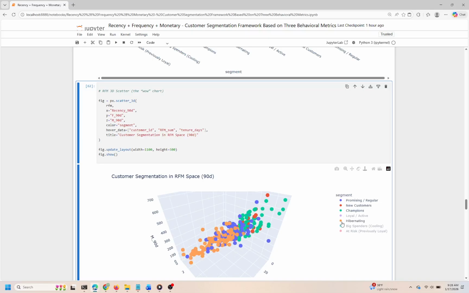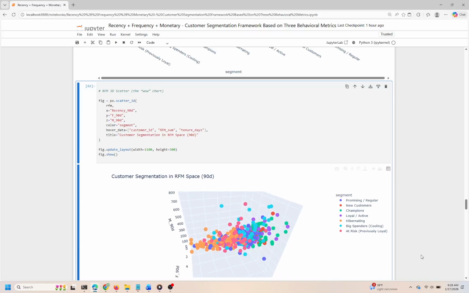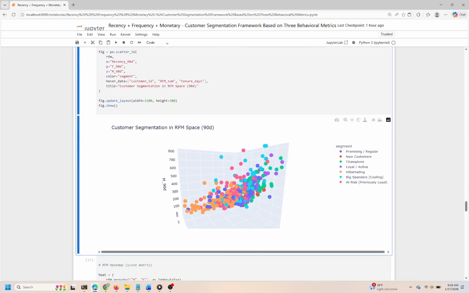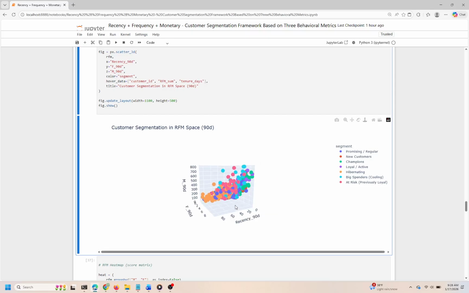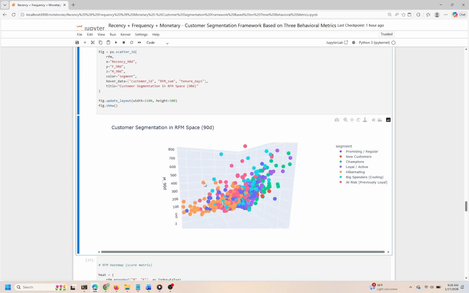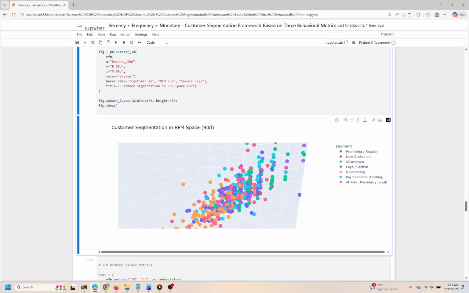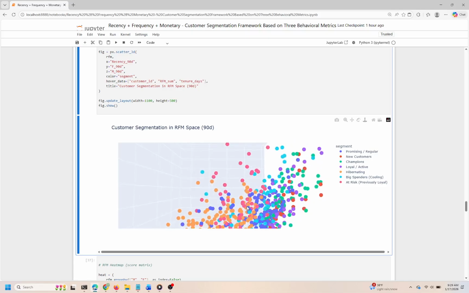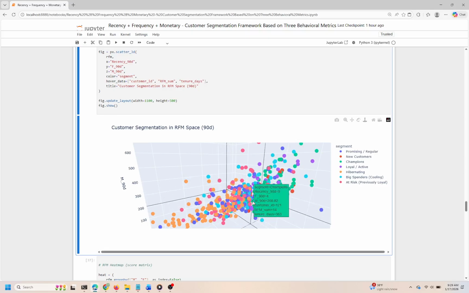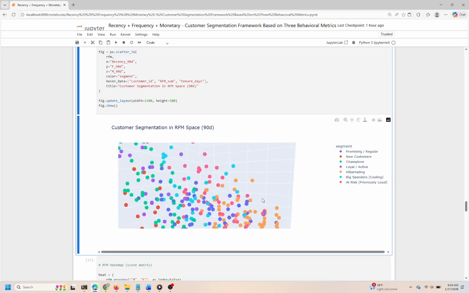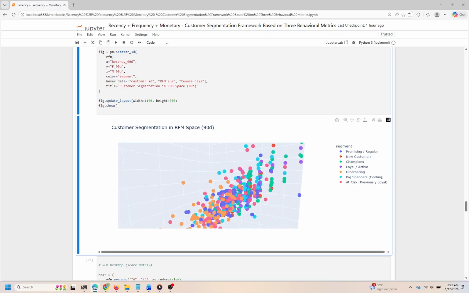On the x-axis, we have recency, which tells us how recently a customer has interacted with the business. The y-axis shows frequency, reflecting how often they make purchases, while the z-axis conveys the monetary value, illustrating how much money they've spent. By positioning customers in this 3D space, we're able to visually differentiate segments, highlighting those who've engaged recently, buy frequently, or contribute significantly to revenue.